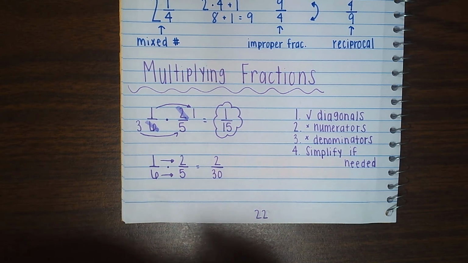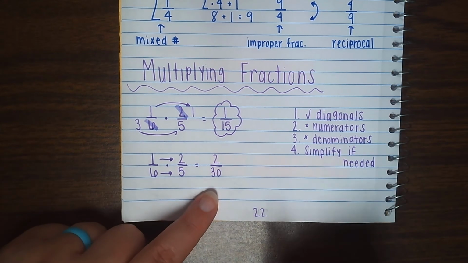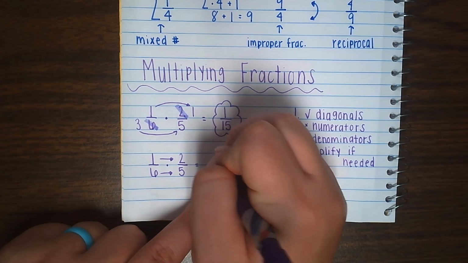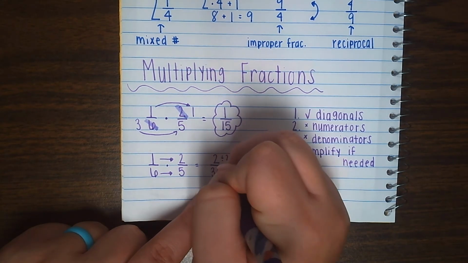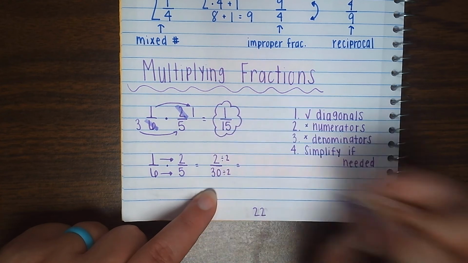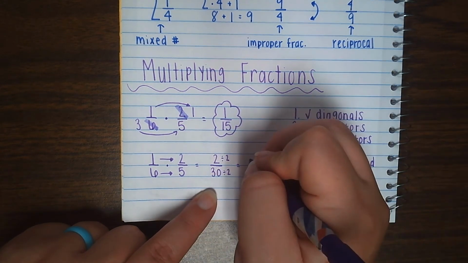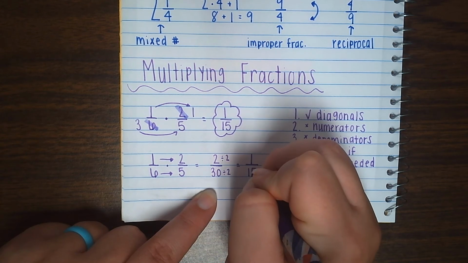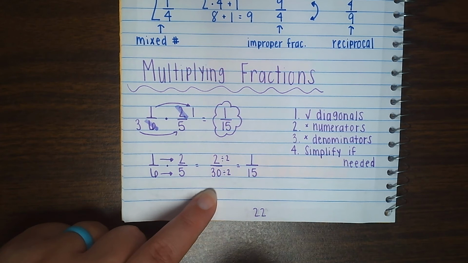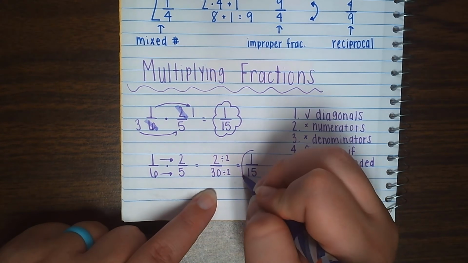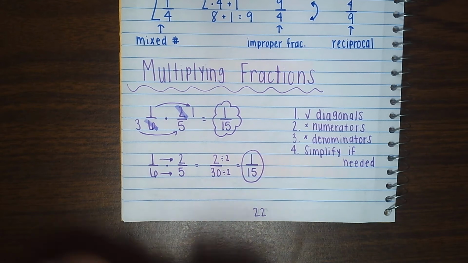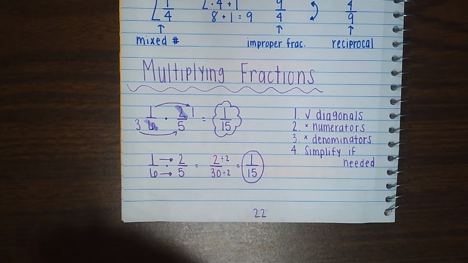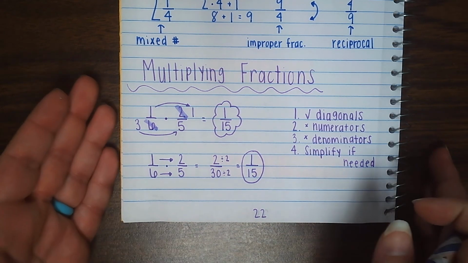Now at this point, I would need to see that 2 and 30 can both be divided by 2. So that would make my numerator 1 and my denominator 15. We still have the same exact answer as we did before. It is just really whatever you are comfortable with. Okay, let's go on to the next page.